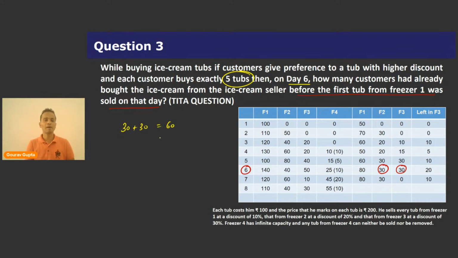Now each customer buys 5 tubs. So divided by 5, that means 12 customers. 12 customers have already bought the ice cream from the ice cream seller before the first tub from freezer 1 was sold on that day, right?